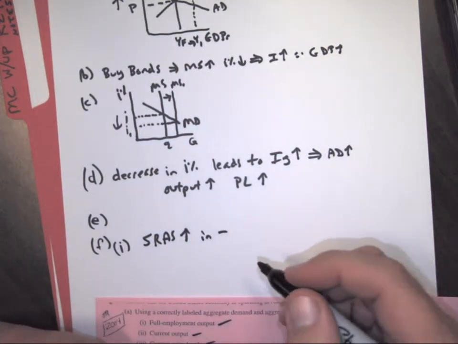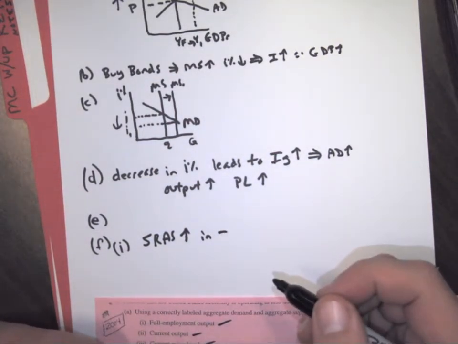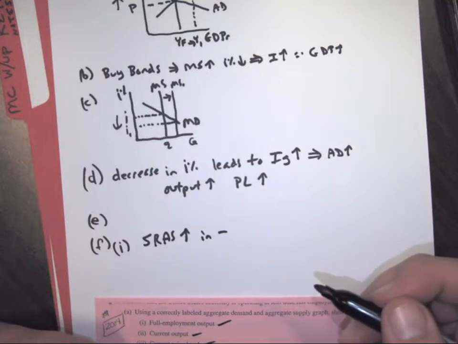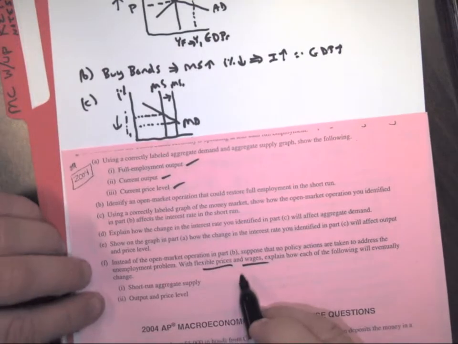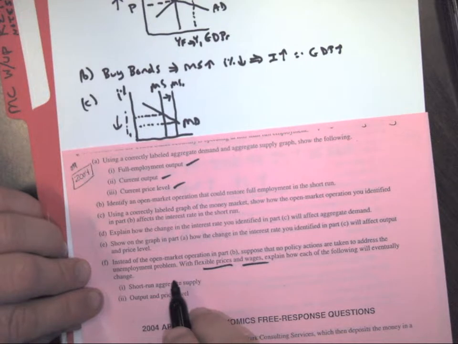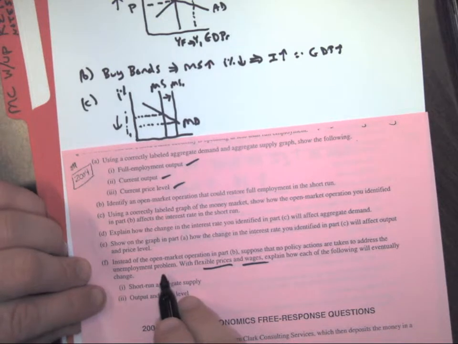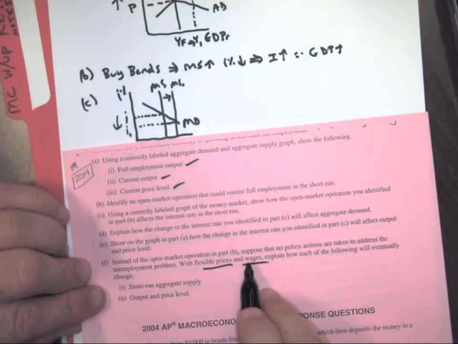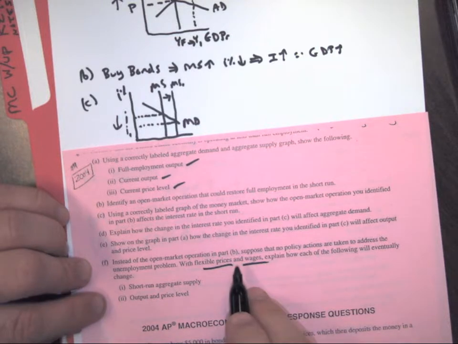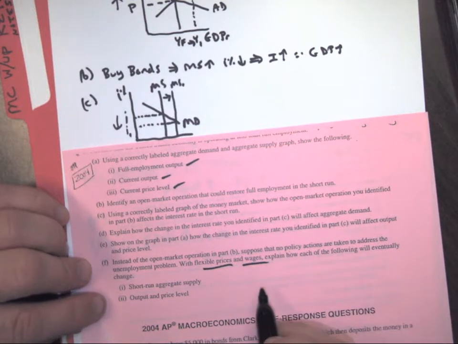Okay. The reason that's going to happen is because during a recession, what will happen is if we have unemployment, so it says suppose instead of open market operation part B, suppose no policy actions are taken to address the unemployment problem. So if we have an unemployment problem, if there are flexible wages, that means unemployed people will settle for a lower wage and get back to work. Suppliers will take advantage of these low wages and increase their production. This is our classical economics.